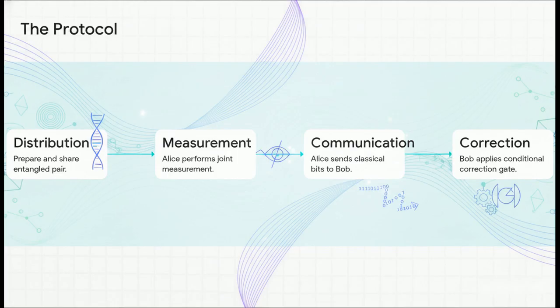Step 1, resource distribution, where Alice and Bob share a banked entangled pair. Step 2, a joint measurement by Alice on her unknown state and her half of that entangled pair. Step 3, Alice sends a classical communication to Bob. And finally, step 4, Bob applies a conditional correction to recover the state.